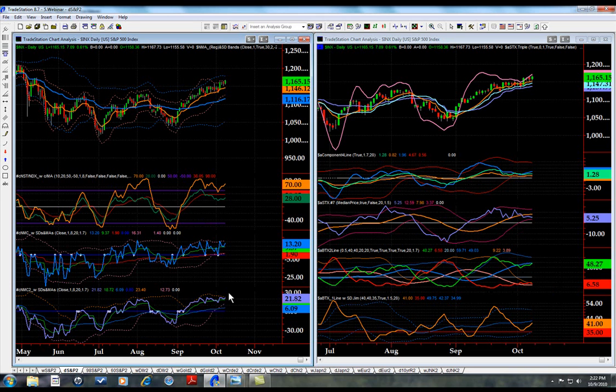We notice that price is near its upper SD right here. That's a cautionary sign. We notice a divergence right here in the NST. Higher prices here while we have a lower high here. That's also a cautionary sign, but only a cautionary sign. Until we see firm evidence, we're in a bullish environment. Just that simple.